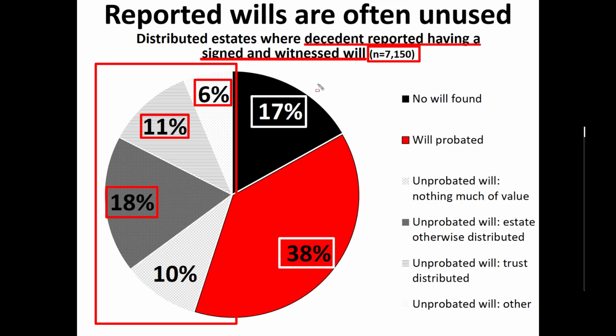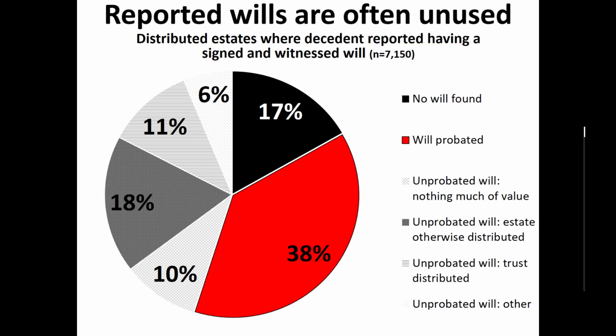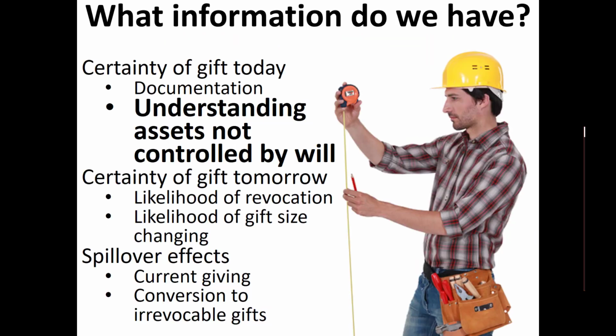So the point is that you need to understand that a will document is essentially just a backup document. In most of the cases, almost 2/3 of the cases, a will document controls nothing. And that's because of the titling of other assets. So because of that, when we look at certainty of a gift today, we need to understand that just simply saying, oh, I've got a copy of the will document, doesn't really tell you what exactly that gift is going to control unless you understand also how the assets are laid out, right?